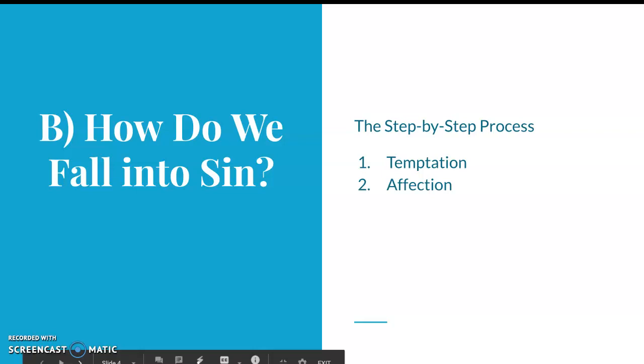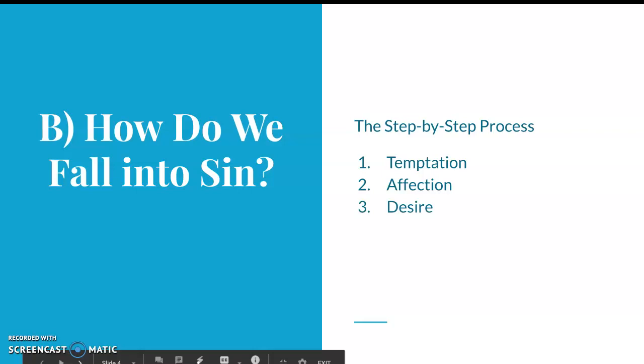And so this is what we mean by affection. So step two is affection. By affection, we mean we take that temptation and we start entertaining the temptation. We start thinking about it. We start wondering, oh, what would it be like if I experienced this, or if I did that? So that becomes affection. We're turning it over in our mind. Okay. All right.